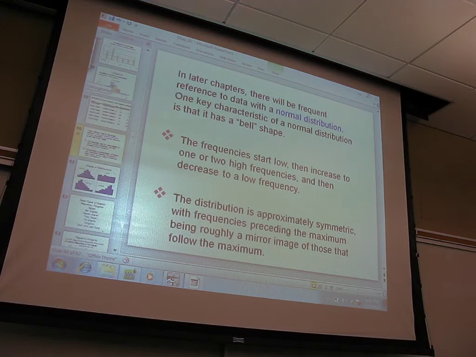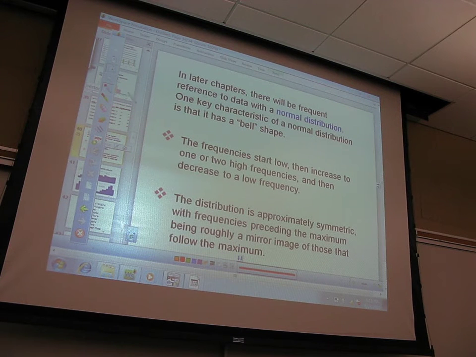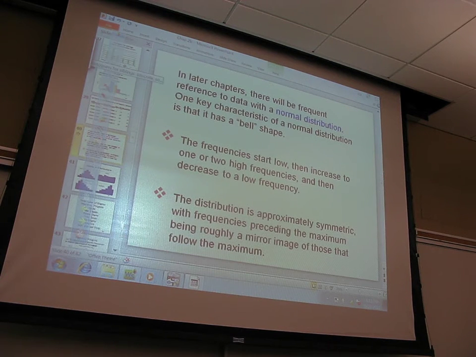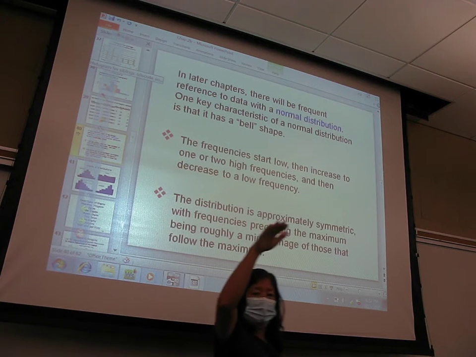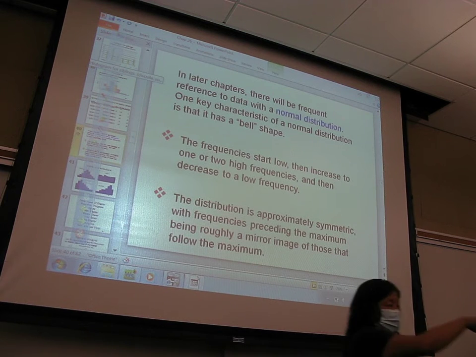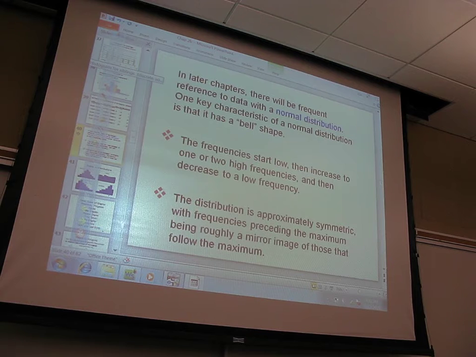All right. So on to new stuff. In later chapters, we're going to be referencing this thing called the normal distribution. There's some key characteristics about it. Most importantly, it has a bell shape, right? So it's a bell-shaped curve. In other words, the frequencies start off low, they go up higher, they max out in the middle, and then they drift off and they go low again. It's symmetric, one side to the other. So it's roughly, the left side is roughly the mirror image of the right side.